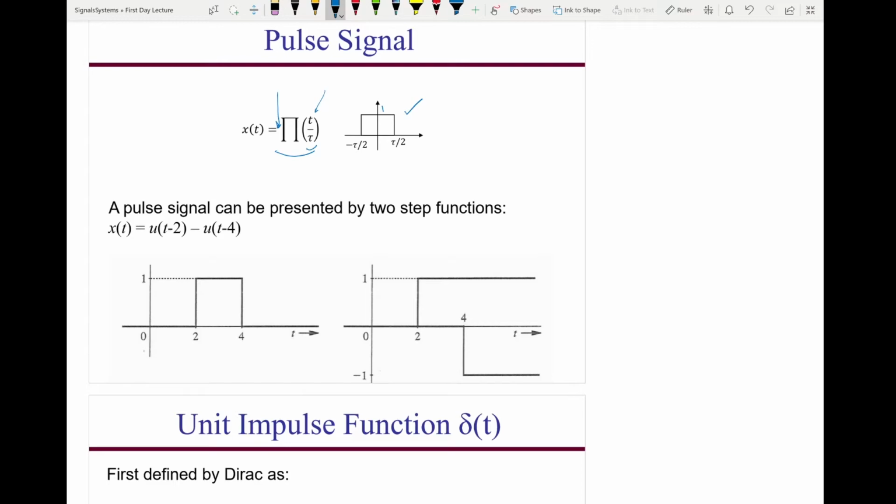Now if I want to express this pulse in terms of unit step functions, I can express it in terms of this pulse.